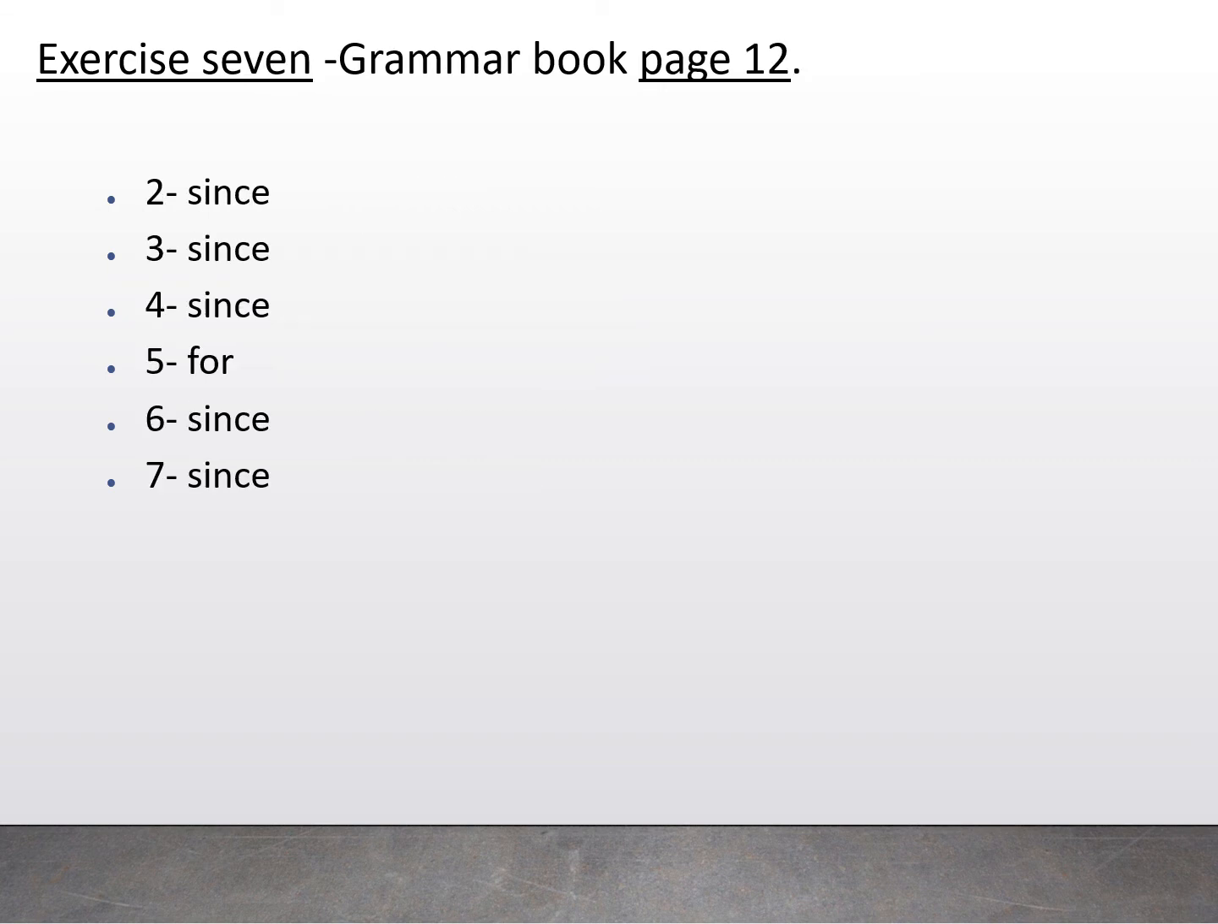To exercise 7 in your grammar book, page 12, we are using since or for in the sentences. Don't forget that we use since to talk about the beginning point of a period of time, and we use for to talk about the whole period of time. Here are the answers of exercise 7.